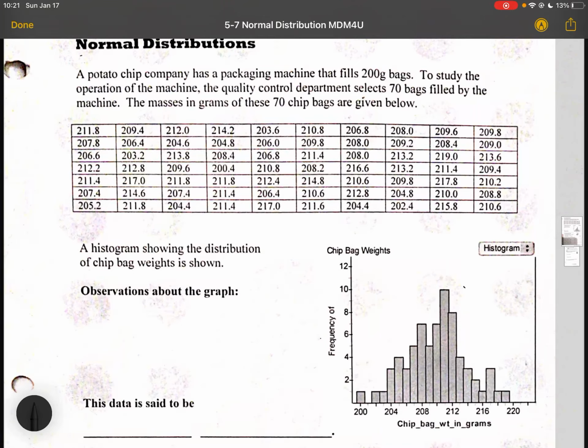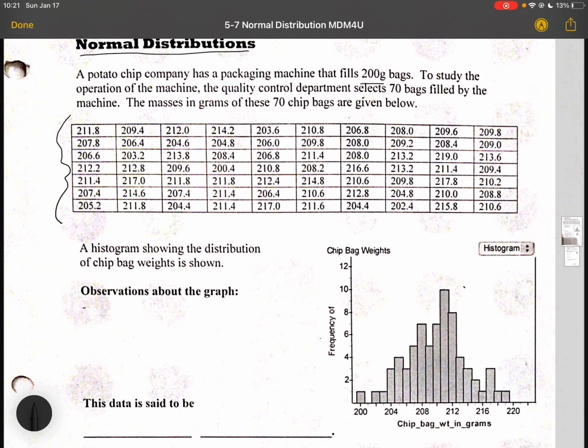This video goes over characteristics of the normal distribution, which is our fifth distribution that we've talked about, and has some pretty important applications when it comes to analysis and manufacturing in the real world. The example here is about a potato chip company, and it has a packing machine that fills 200-gram bags. The quality control department selected 70, and their masses are down below. We also have a histogram showing the masses of these chip bags.